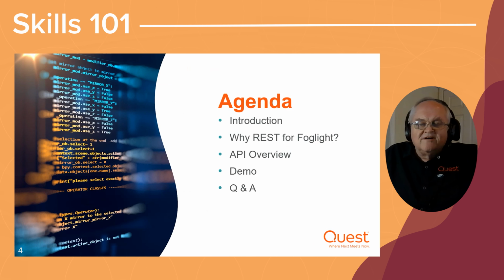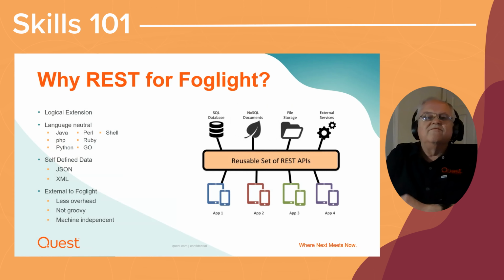Talk a little bit here about introductions. We just did talk about why REST for Foglight, why REST is important, and then give you a quick overview of the API and then a short demo on exactly what you can do with the API. So let's go ahead and get started. So why REST for Foglight?